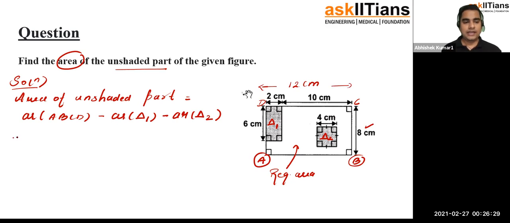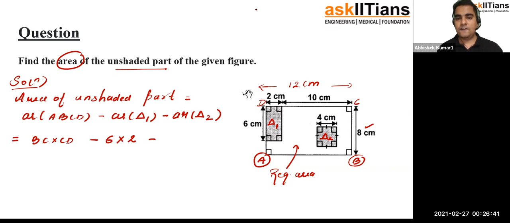So to calculate the area of ABCD, you need to multiply BC and CD, let's say. Okay. To calculate the area of delta 1, you need to multiply length and breadth. Length is 6 and the breadth is 2. And to calculate the area of delta 2, which is a square, you need to multiply the side 2 times. So you will be getting 4 square.